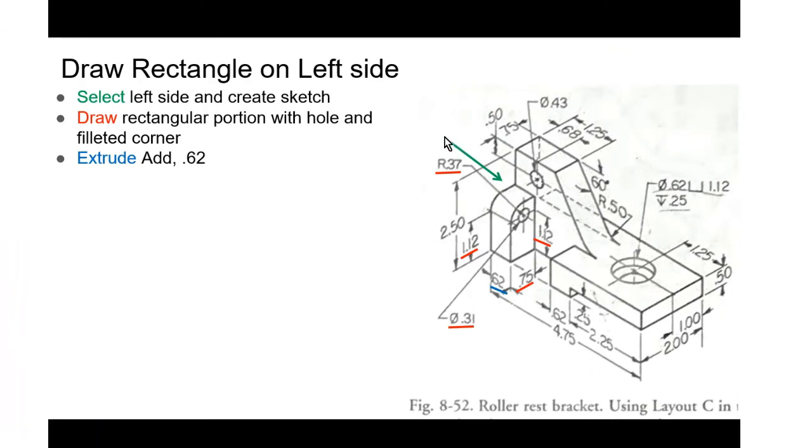Now we'll select the left back side of the part over here to create a new sketch, and then draw a rectangle on that portion that sticks out here with the hole and the filleted corner, and then we'll extrude it towards the front of our object, towards the right side front, 0.62.